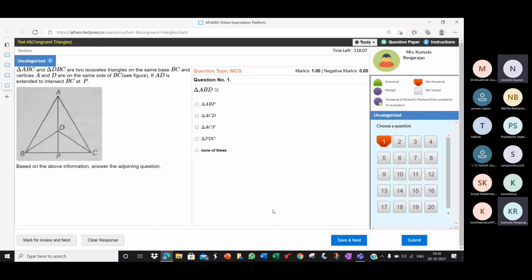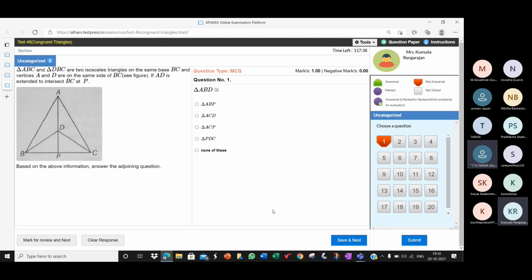In an isosceles triangle, any two sides can be equal. Any two sides. Even when AB is equal to BC, it's an isosceles triangle. Any two sides can be equal. How do we decide that AB and AC are the equal sides?